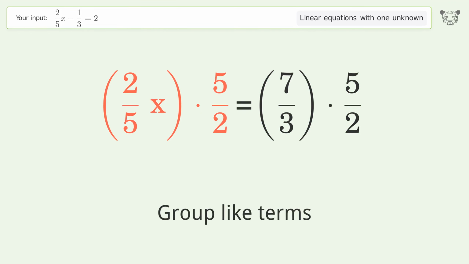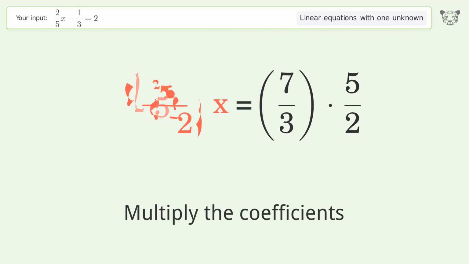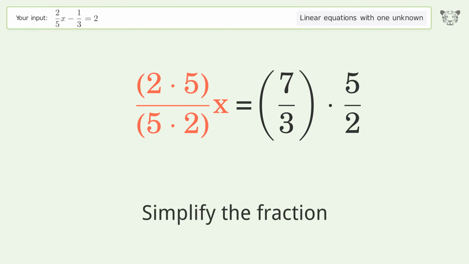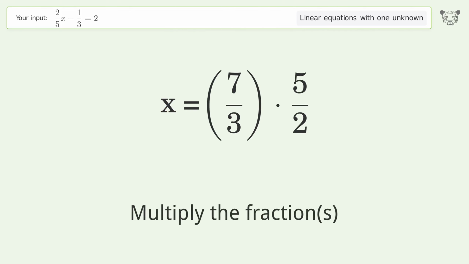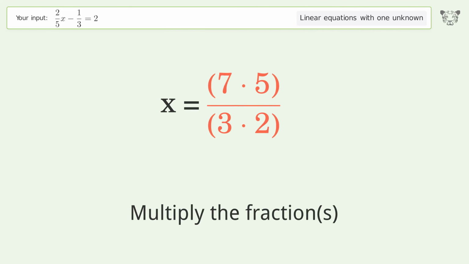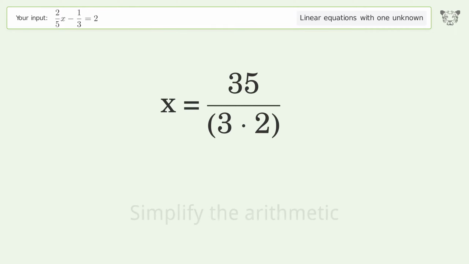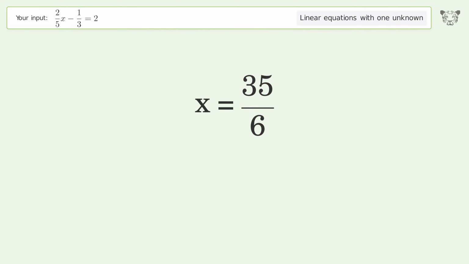Group like terms. Multiply the coefficients. Simplify the fraction. Multiply the fractions. Simplify the arithmetic. And so the final result is x equals 35/6.